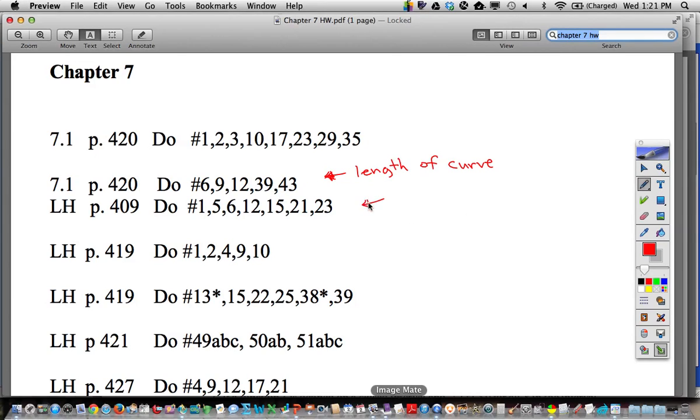And then this is in that LH packet. It's the last page in that LH packet, page 409, 410. And that is more of the area, the thing we did yesterday and what today's homework was about. So it's more practice with that. So that's area between curves. Okay, so we're going to practice a little bit of both of those. So do those two for tomorrow.